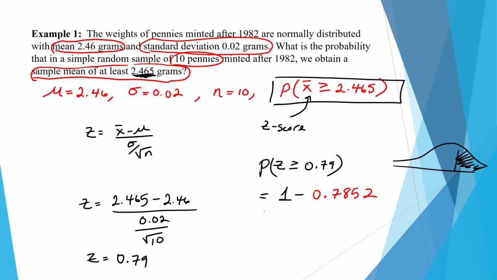And of course we have to subtract from 1. We have 1 minus 0.7852 is equivalent to 0.2148, and this is our solution. What this is saying is we have a 21.48% chance of selecting 10 pennies whose average is at least 2.465 grams.